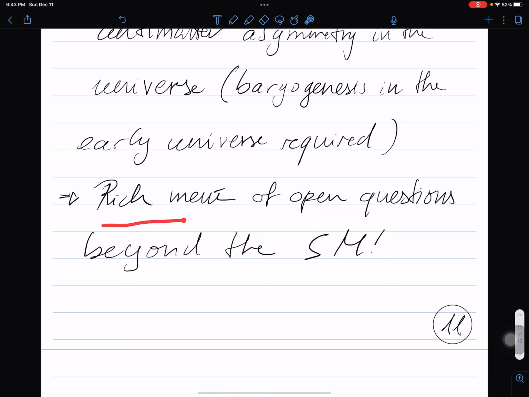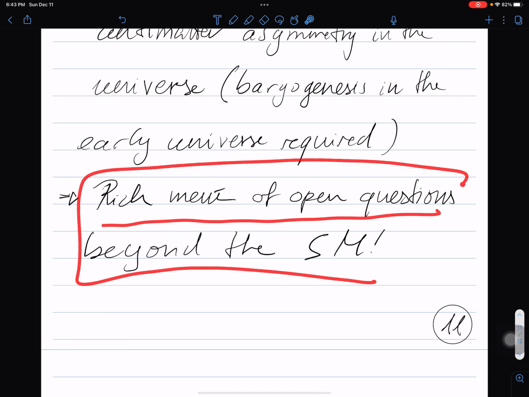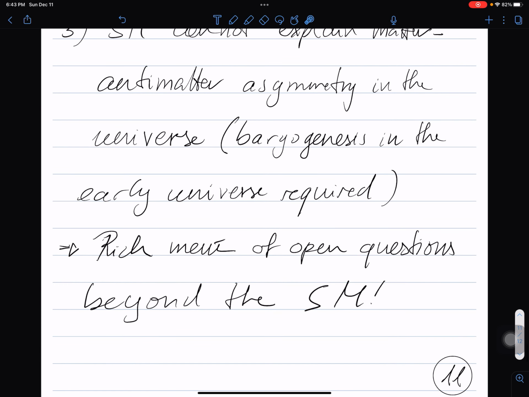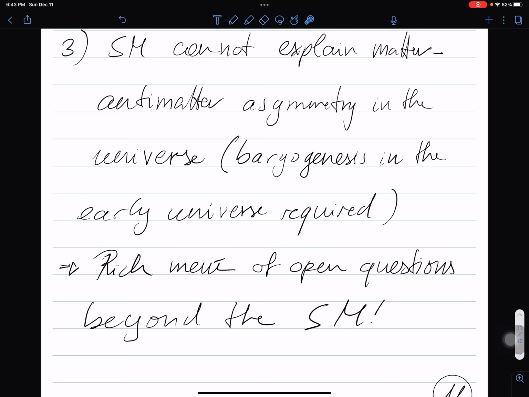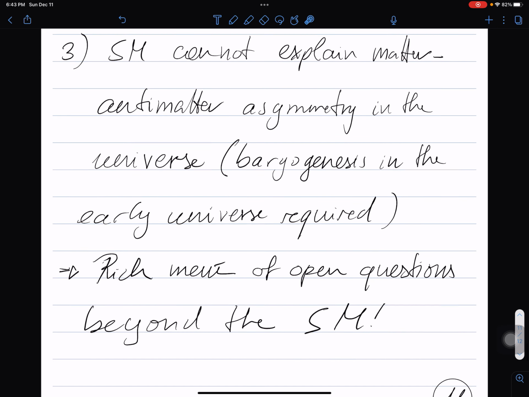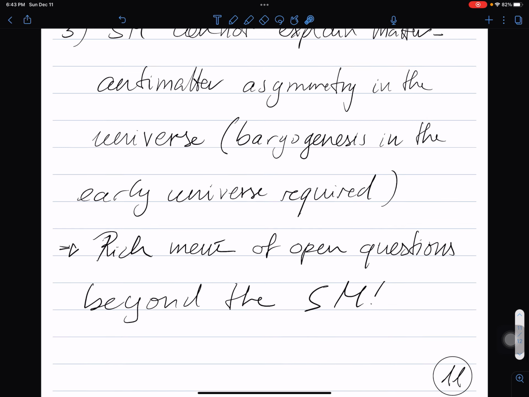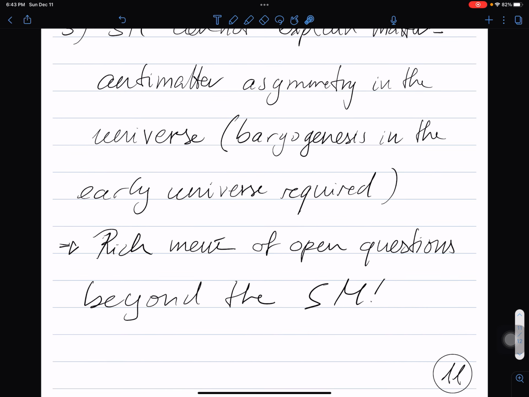So overall, there is a rich menu of open questions beyond the standard model physics, which is quite exciting. It's an old and mature field, but still it contains a lot of open questions, in particular in connection with astrophysics and astroparticle physics. Exciting results are expected to be found. Thank you. That was the entire course of quantum field theory, including the introduction to the standard model and some dreams and thoughts on the beyond the standard model scenarios that we could have.